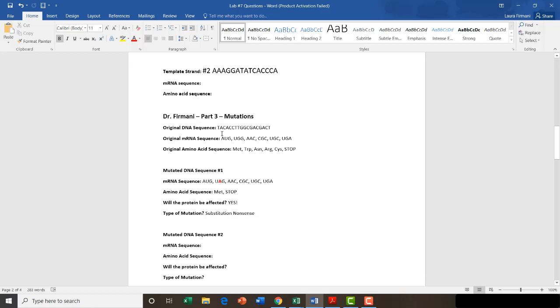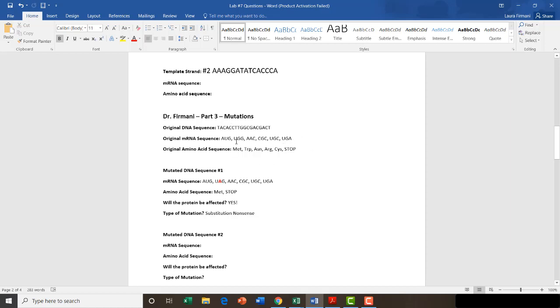So again, T goes with A, A goes with U, C goes with G, C goes with G. The next one is TTG, which goes with AAC. Then we have GCG, which goes with CGC. Then we have ACG, which goes with UGC, and then ACT, which goes with UGA.